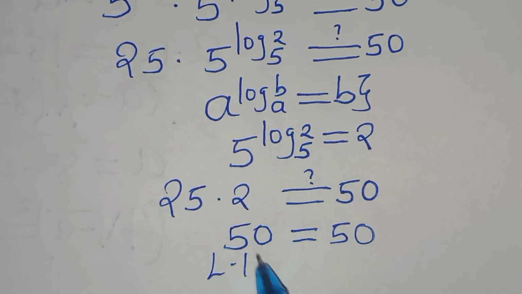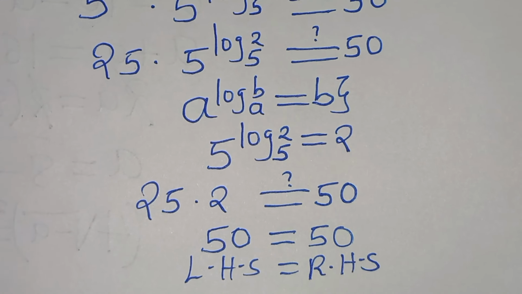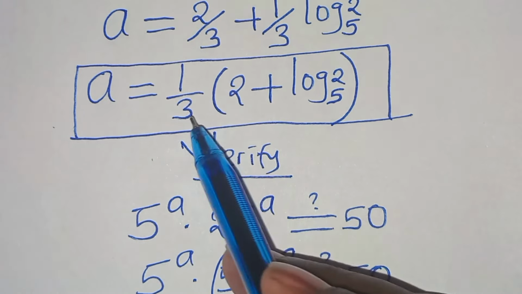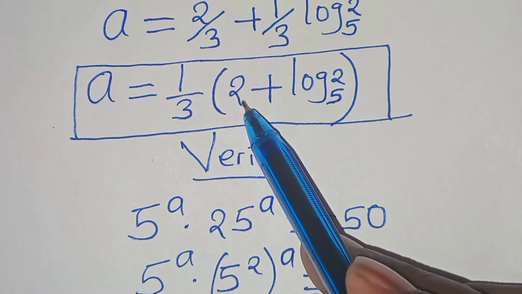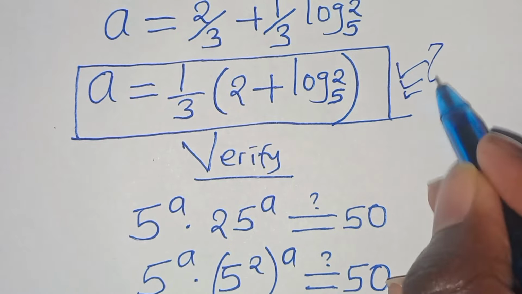So the left hand side is equal to the right hand side. And this affirms that the value of a, which is 1 over 3 into the parentheses, 2 plus log 2 to base 5, actually satisfies the equation.